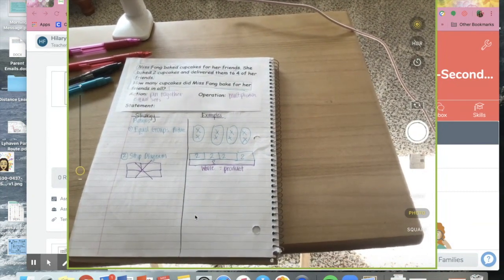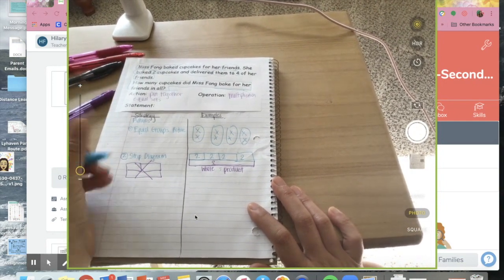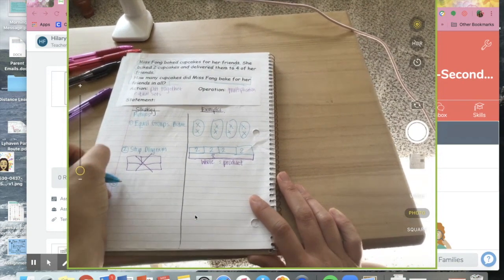Okay? Next strategy for pictures is an array.